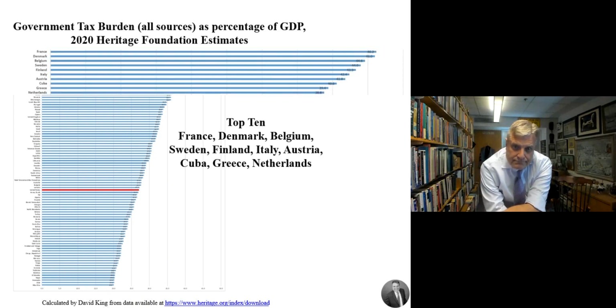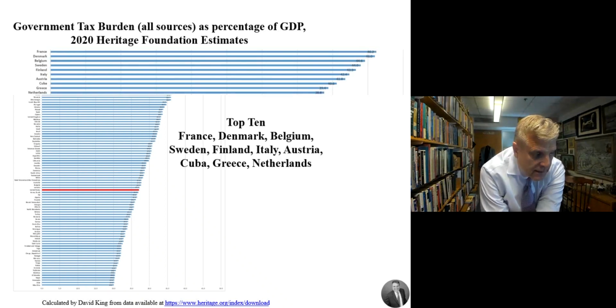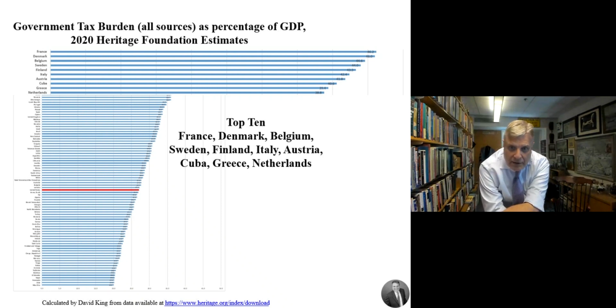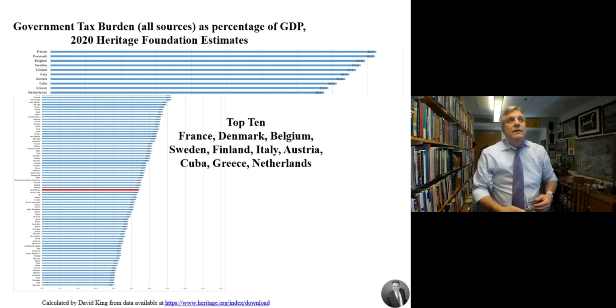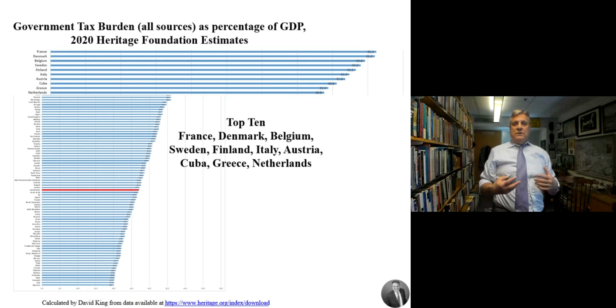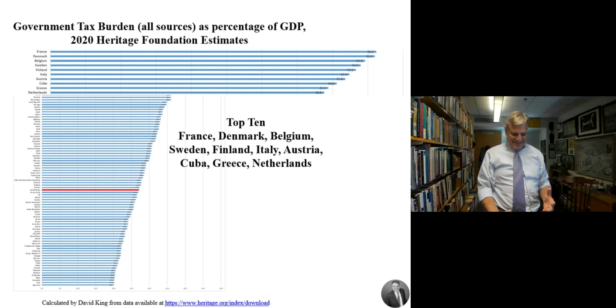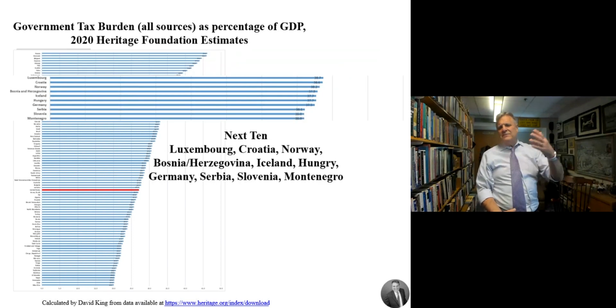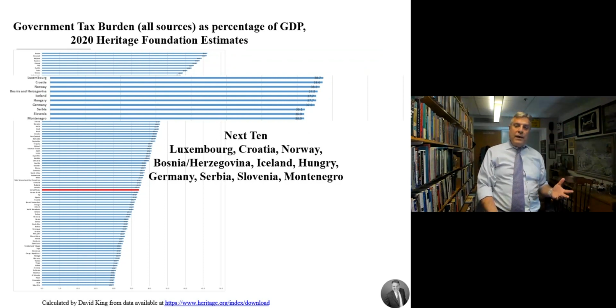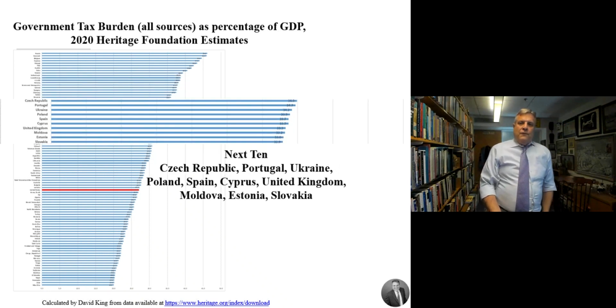So among the top 10 states, at least on the list that I've maintained here, you've got France and Denmark and Belgium and Sweden and Finland. In France, almost half of their entire economy, their gross domestic product, is captured by the government in the form of taxation. Half! That's unbelievable. It's almost impossible for us to imagine in the United States. So there's the top 10, followed by another interesting set. Many European countries, of course, here, Luxembourg, Norway, Germany.